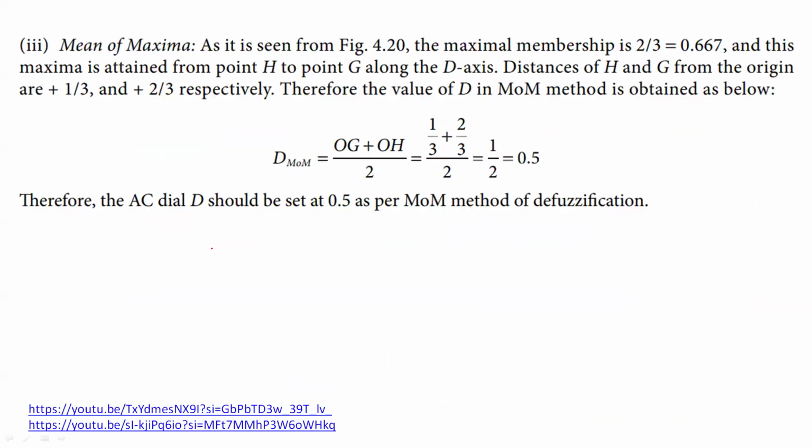Similarly, there's also mean of maxima. The mean of maxima we saw in the previous class is basically that we have to find the highest membership value obtained by all the points. If there is only one point that gives you the maximum membership value, we just have to take that. But if there are multiple points, then we take the average or the mean of those. So find the points which give the maximum membership value.